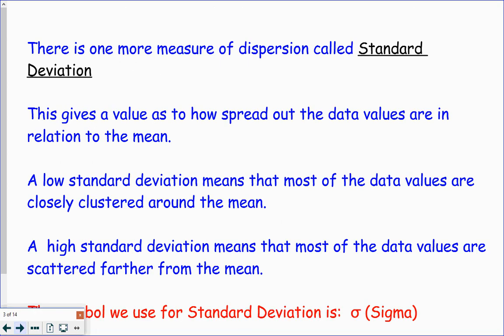Okay. So another type of measure of dispersion is called standard deviation. So this gives a value as to how spread out the data values are in relation to the mean. So remember, the mean is the class average.